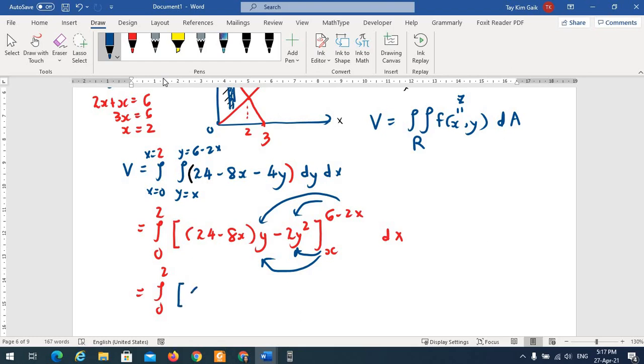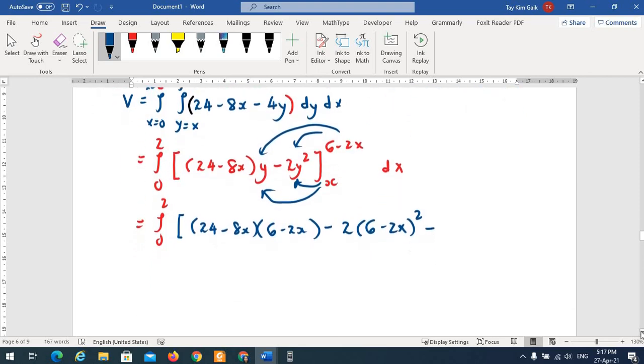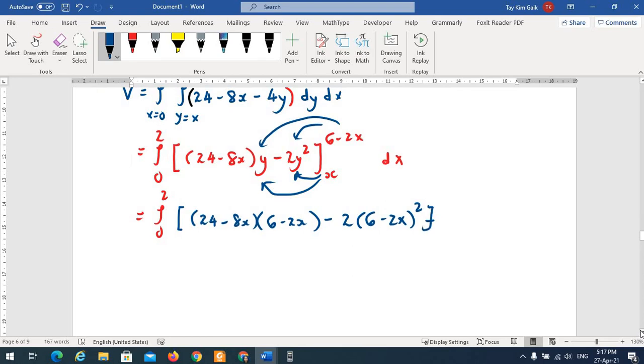That's why we have 24 minus 8x times y, which is 6 minus 2x, minus 2 times y squared, so 6 minus 2x squared. And then minus, plugging in the lower limit x, 24 minus 8x times x minus 2x squared. Then integrate with respect to x.